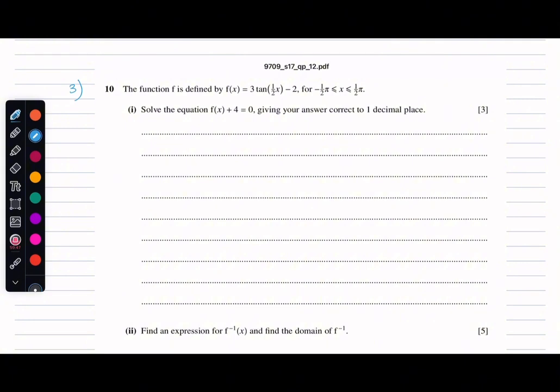In place of f of x, I can simply substitute 3 tan of 1 by 2 x and a negative 2 plus 4, which equals 0. Or I can say it's 3 tan 1 by 2 x plus 2, which is equal to 0. And further, I can say it's tan of x by 2, which is equal to negative 2 divided by 3.